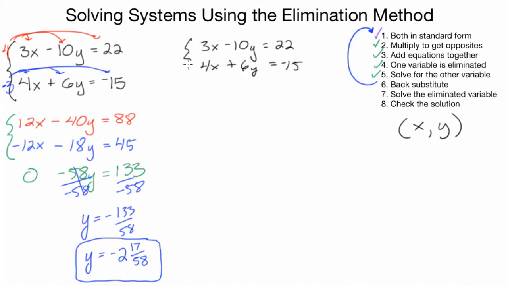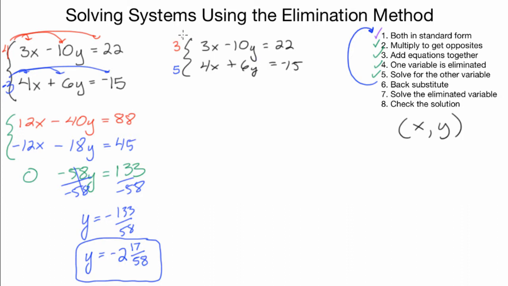Now let's look at it through the eyes of wanting to get the y values eliminated so I can solve for x. So what do I need to multiply to get my y values eliminated? Well, for 10 and 6, the least common multiple would be 30. So if I multiply the top equation by 3 and the bottom equation by 5, I would end up with negative 30y and plus 30y. I like that, so let's do that.